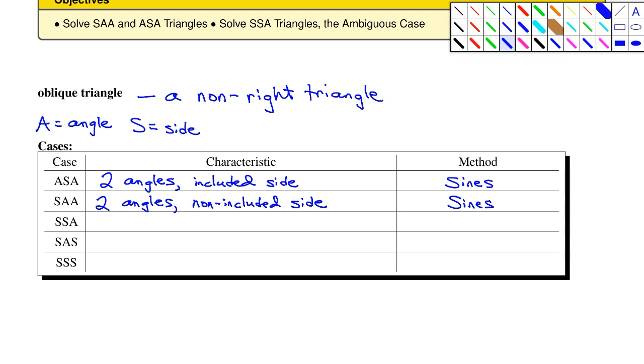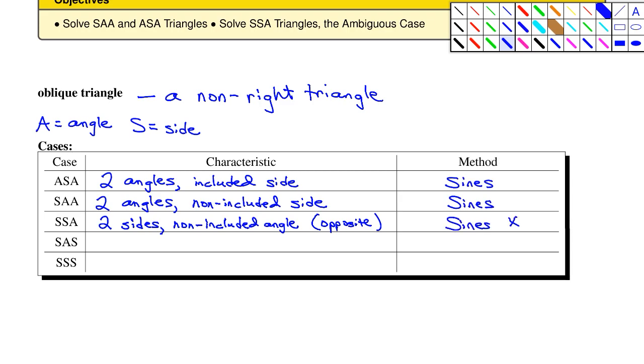Next we have SSA, which has two sides, and the angle symbol is now not included, so it's a non-included angle. Since it's non-included, meaning it's not between the two sides, then it necessarily has to be opposite to one of the sides that we're given. So that's sort of important to remember. And this one also uses the law of sines.